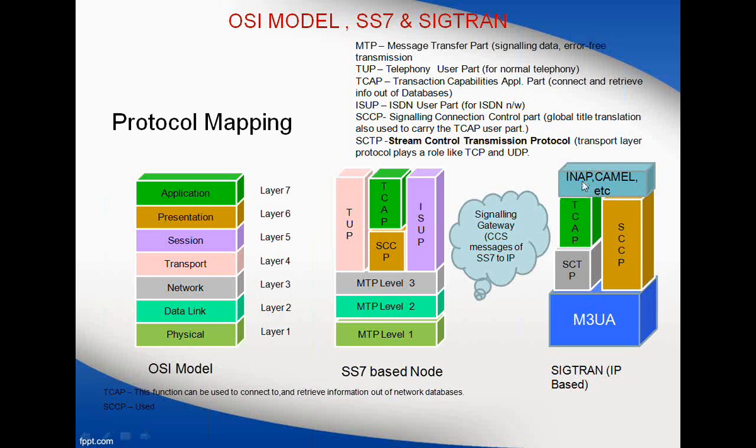These are basically intelligent network related protocols, but just to show how the mapping is done, I have shown the SCTP transition alone.